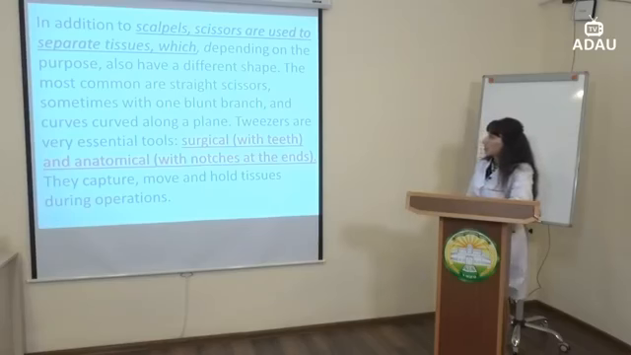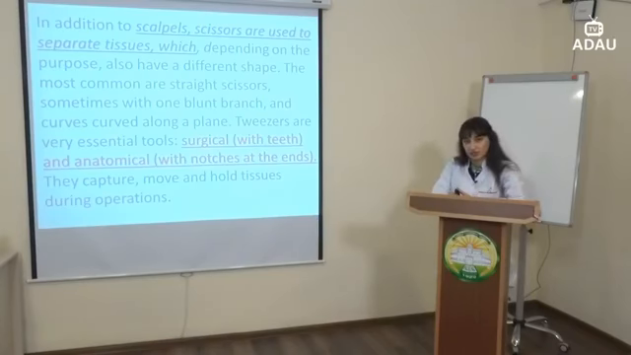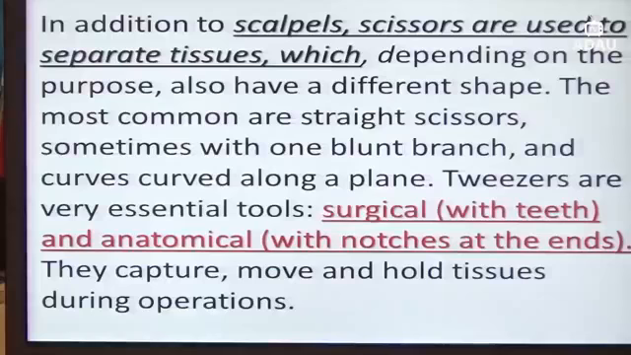In addition to the scalpel, scissors are used to separate tissues, and depending on the purpose they also have different shapes. And there are very special, important tweezers during operation. There are anatomical and surgical tweezers. What is the difference between them? Anatomical tweezers have no teeth on the tip and have a notch on the edge, but surgical tweezers have small teeth on the tip without notches.